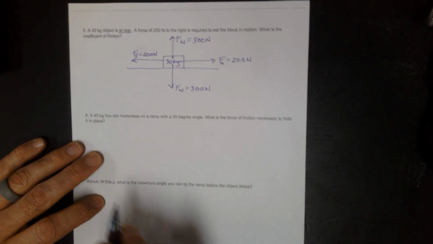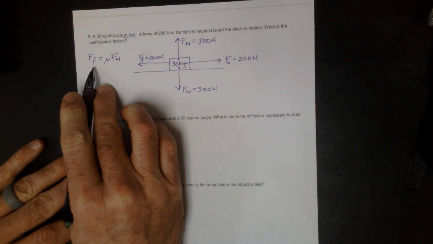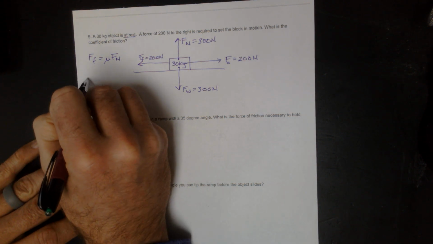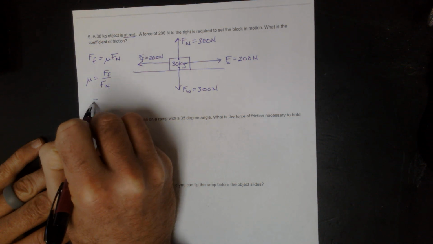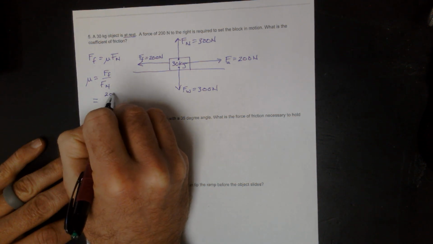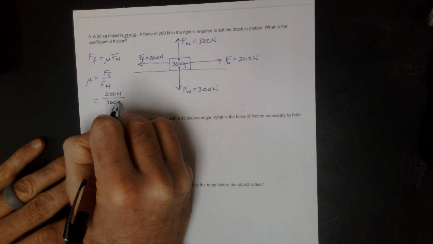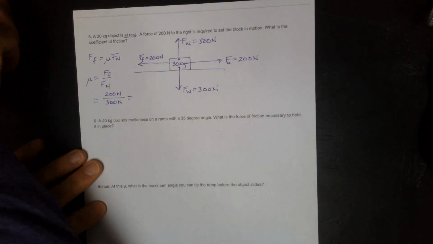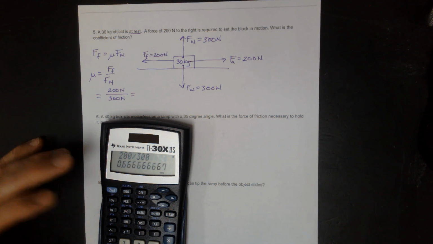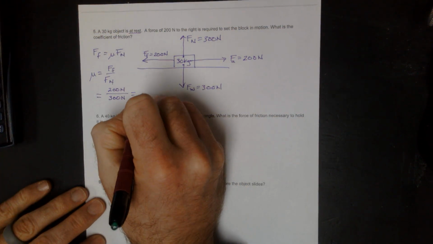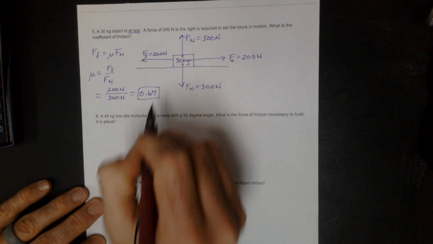So now my coefficient of friction, again, I'll start with this. Force of friction is mu times the normal force. Coefficient of friction is the force of friction divided by the normal force. My force of friction here is 200 newtons. My normal force is 300 newtons. So 200 divided by 300 is 0.67. And again, unitless, so there's the answer to my problem.